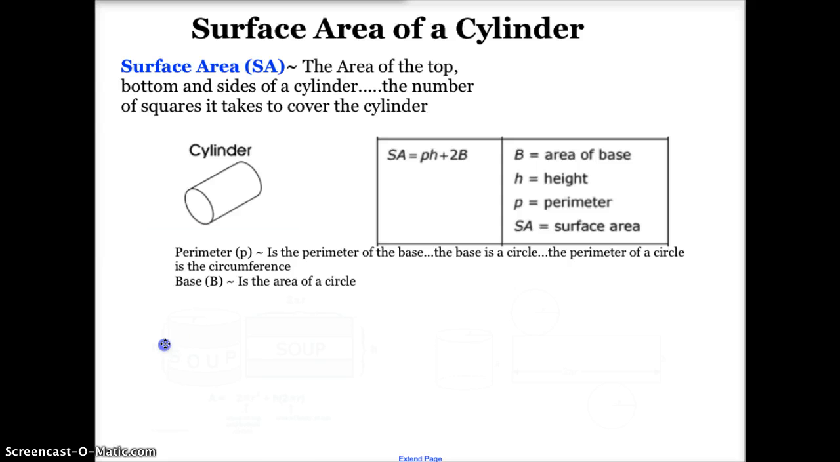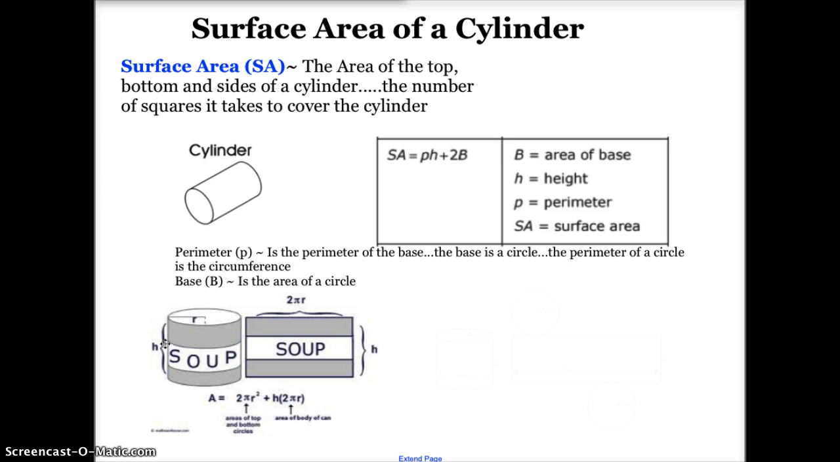Let's look at the very next problem here. I have a picture, and this picture is a picture of a soup can. Another way to think of surface area is going to be the area that it would take to cover that whole soup can. Now on the top, you have a circle of a soup can, and the bottom, that's where my 2 pi r squared comes from. That's where that comes from, the top circle and the bottom circle.